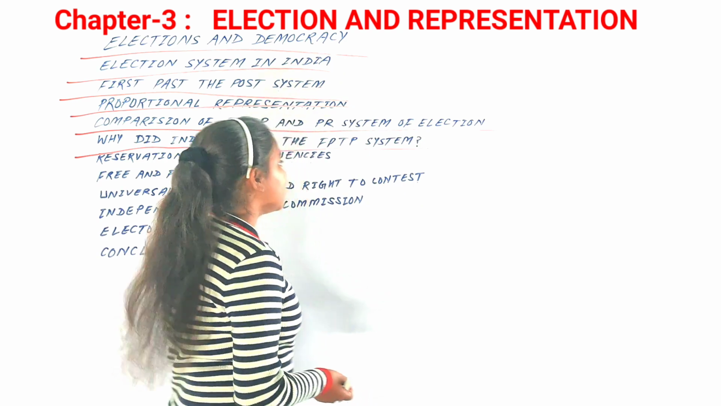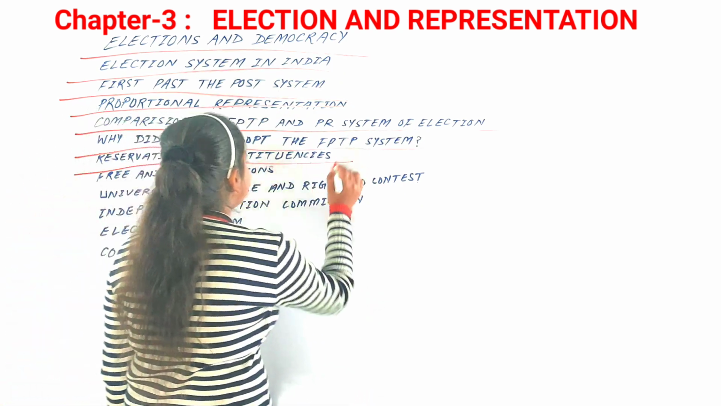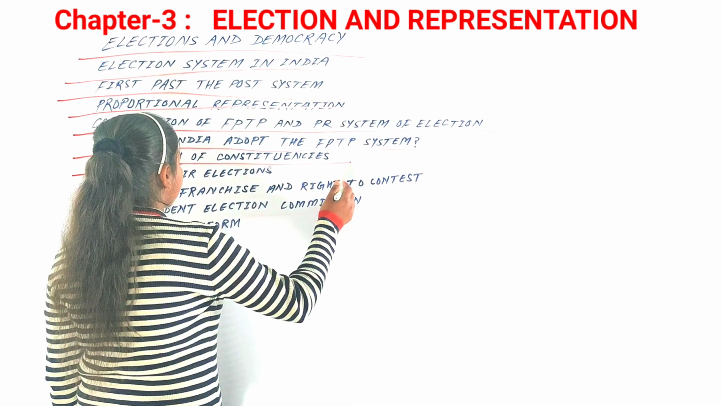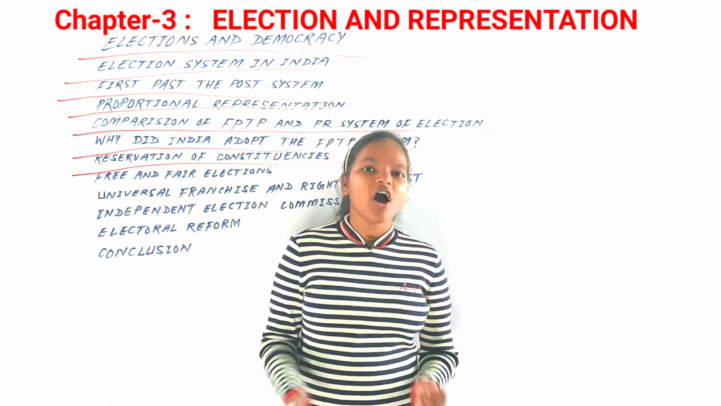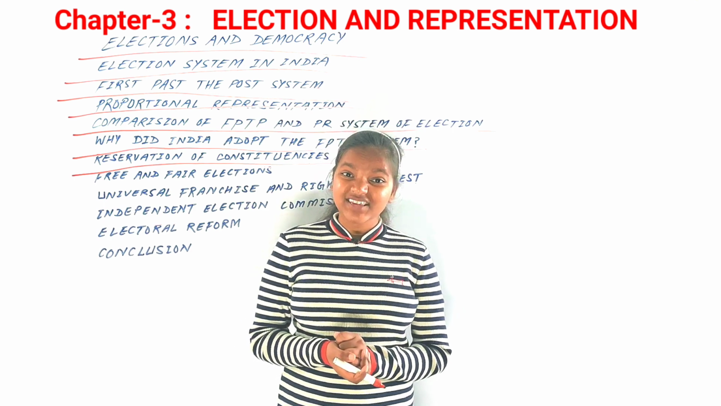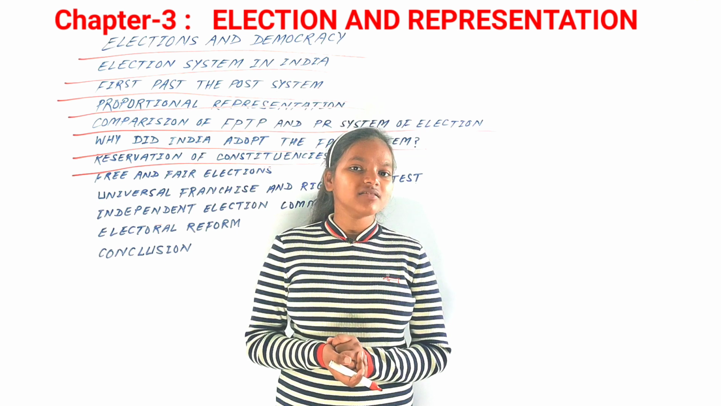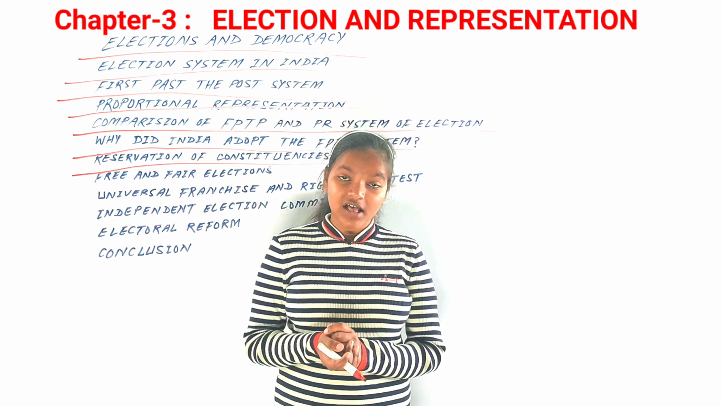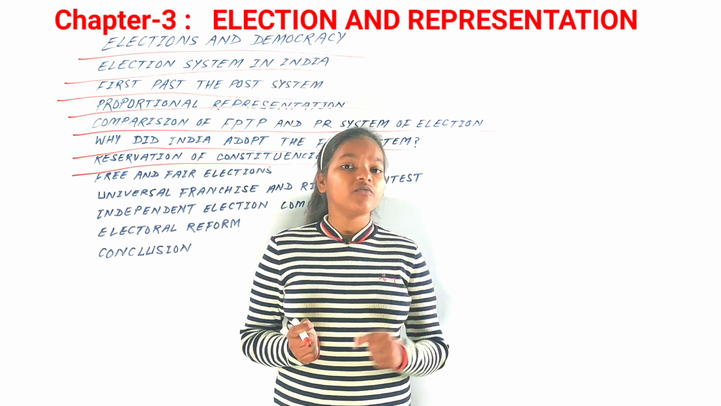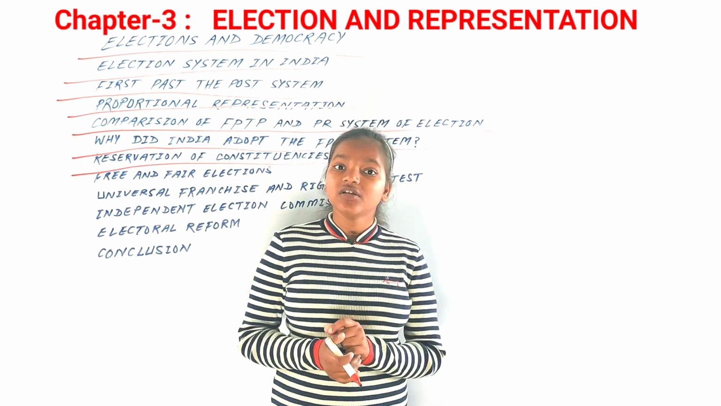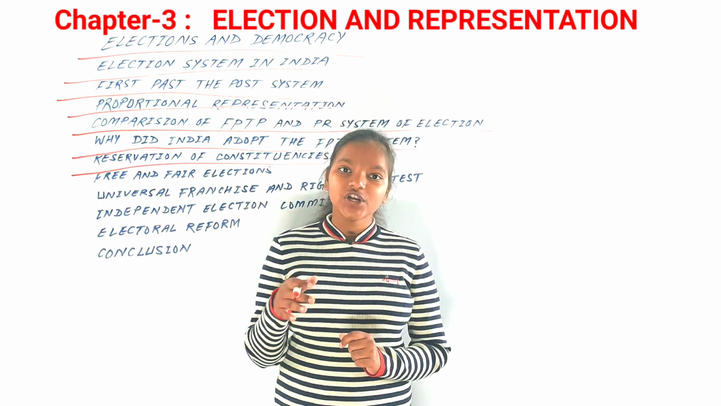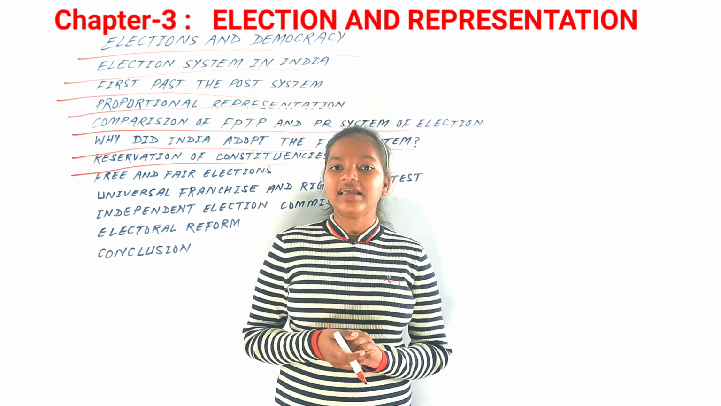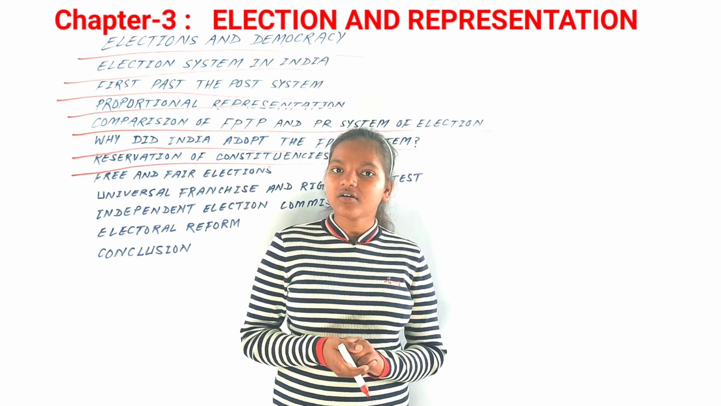Now the next topic that comes up here is reservation of constituencies. As you know, in the FPTP system that has been adopted in India, the person who gets the highest vote is elected. So it leads to social disadvantages as well, especially in a country like India, which had a very long history of caste discrimination. There might be many people of socially backward classes who have been marginalized and are not coming into power, and that is why in the Indian election system we have reserved constituencies.